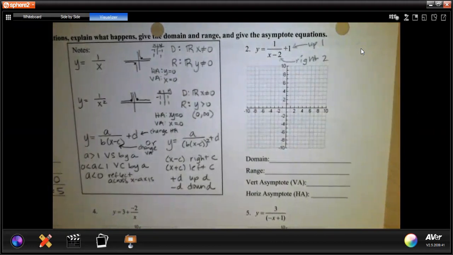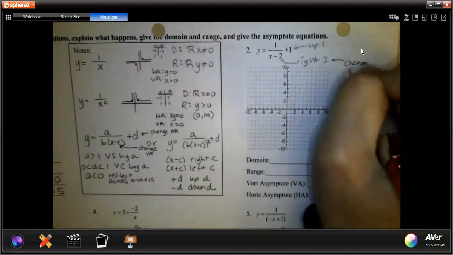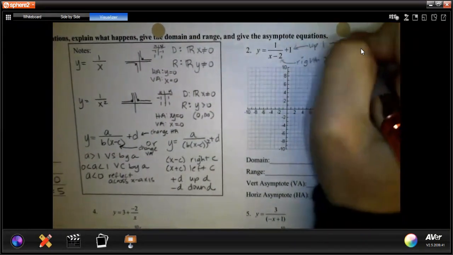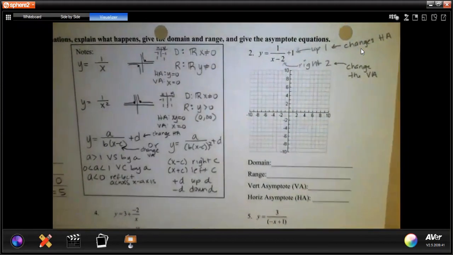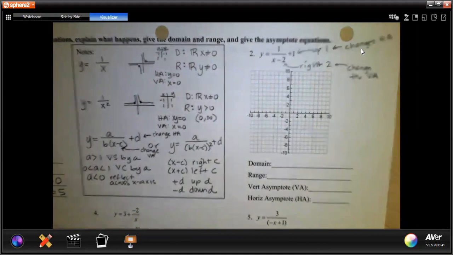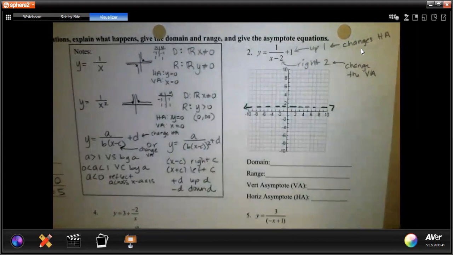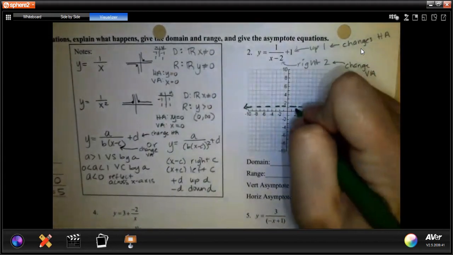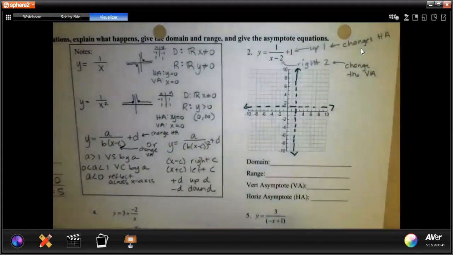We said the C and the D are the ones that move the asymptote. So that's really important. That's where we want to start our graphing from. So right 2 would change the VA, and up 1 changes the HA. So that's what we're going to graph first. We're going to pick up our horizontal asymptote and we're going to move it up 1 unit. So here is the new one. Then we're going to pick up our vertical asymptote and move it to the right 2 units. So it is going to be at x equals 2 there.